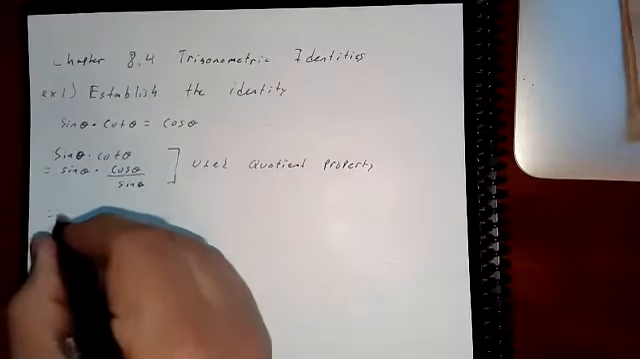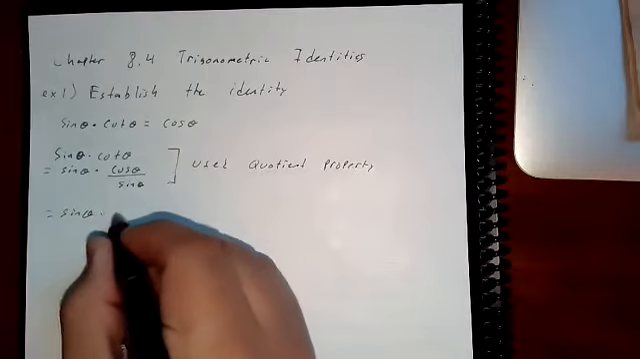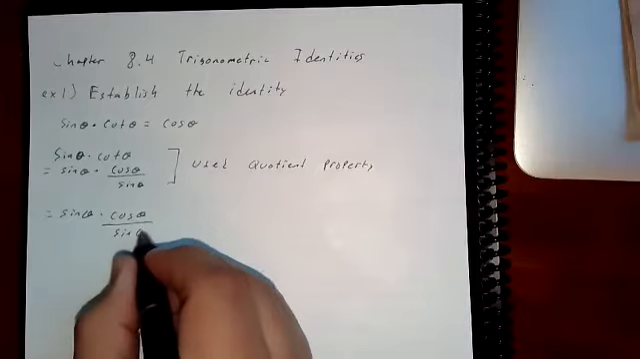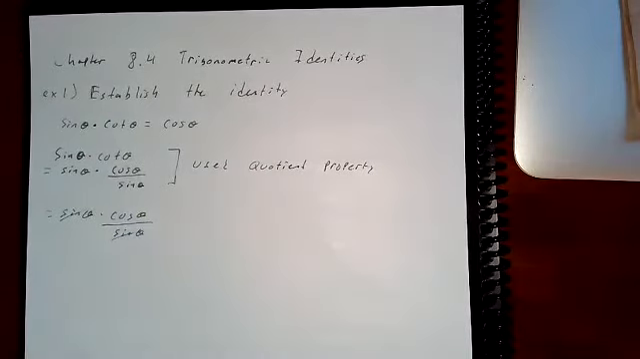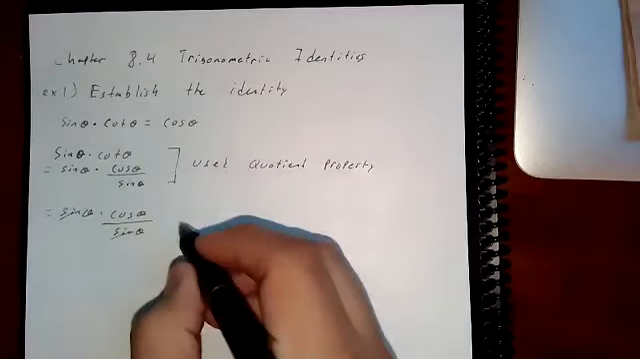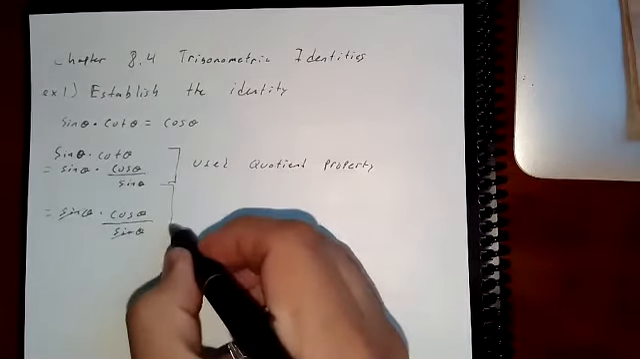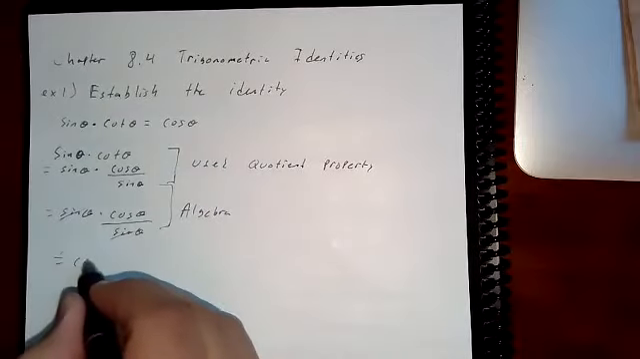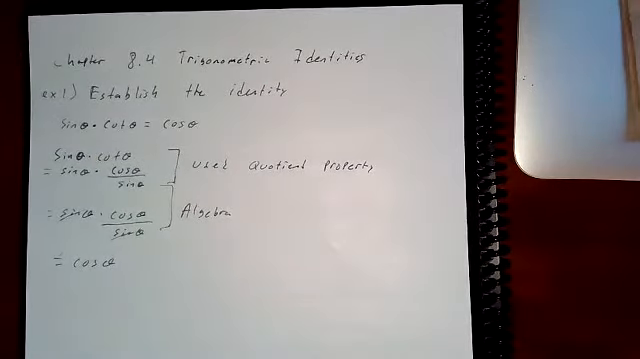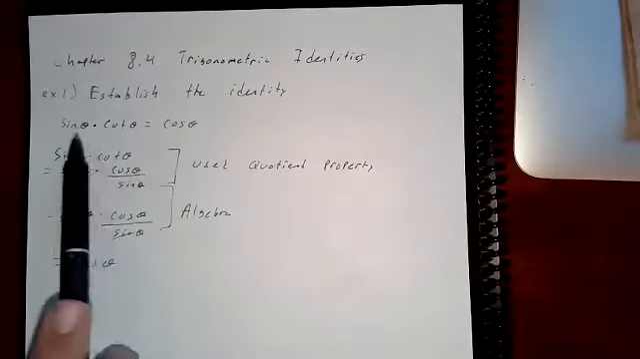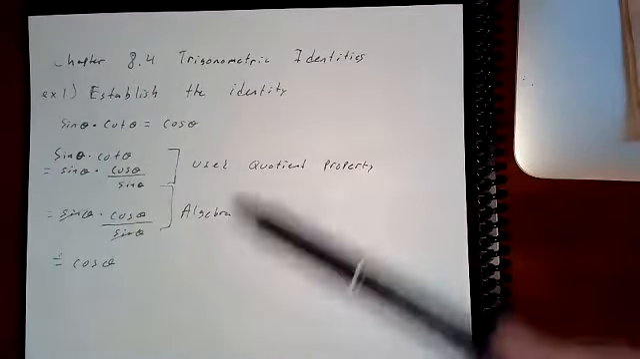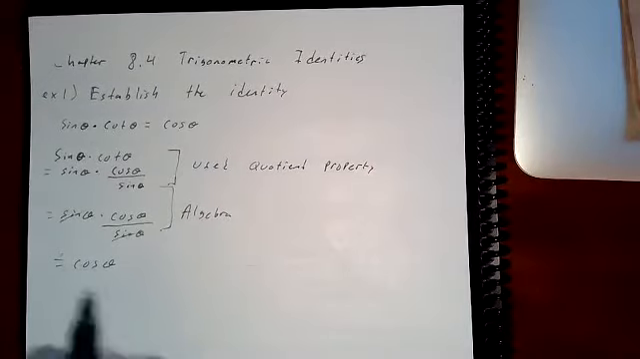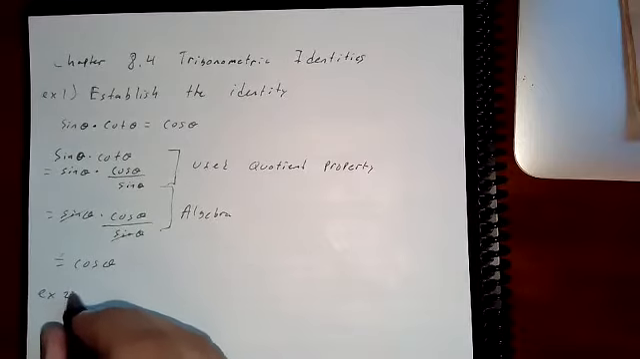And then from here to here, you can see that they're going to cancel, right? So these cancel. From there to there was just algebra, right? We didn't do anything special. So we're only left with cosine theta. That's what we wanted to show. We wanted to prove that this side is indeed that side. This is what you need to show on your exam. Okay. Is there any questions about this problem?